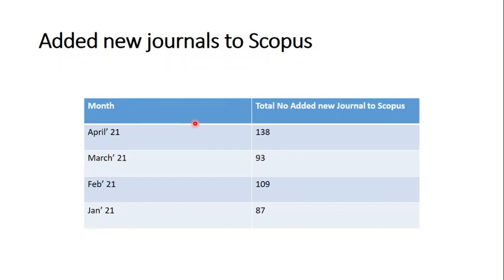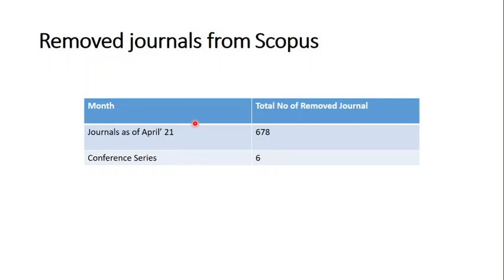Newly added journals to Scopus in the last 4 months: in Jan 21 they added 87 new journals. Feb it is 109, March it is 93, April, that is last month, they have added 138 new journals. I'll be giving you all those journals after this. I'll open and show you the list of all these journals. And the journals removed from Scopus as of April 21, they have removed 678 journals. And the conference series, it's not a journal, it's a separate conference series. 6 conference series also were discontinued from Scopus.